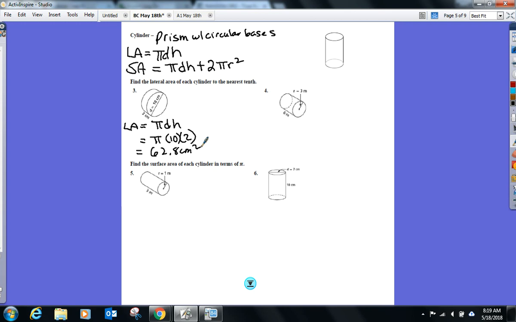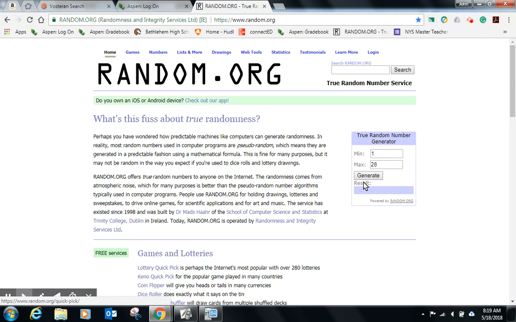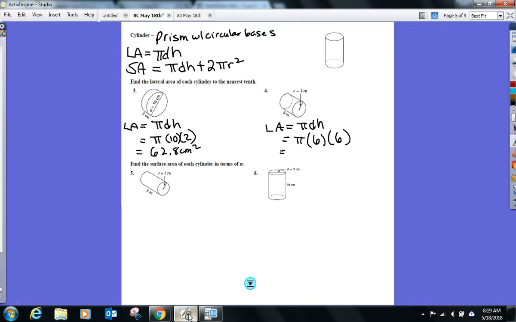Okay. Won't waste much more time here. Lateral area for this next one. You guys have pi. What about the diameter here? 6, with a height of 6 as well. 36 pi. Same as rounded to the nearest 10th, 113.1. Thank you very much.